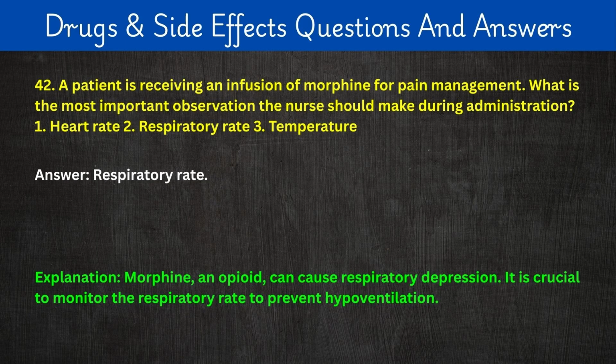42. A patient is receiving an infusion of morphine for pain management. What is the most important observation the nurse should make during administration? 1. Heart rate. 2. Respiratory rate. 3. Temperature. Answer: respiratory rate. Explanation: morphine, an opioid, can cause respiratory depression. It is crucial to monitor the respiratory rate to prevent hypoventilation.